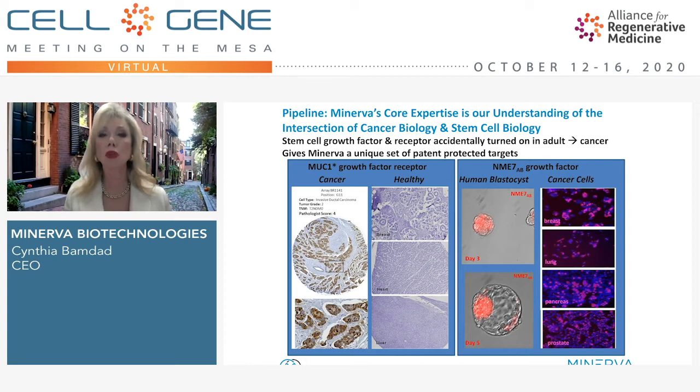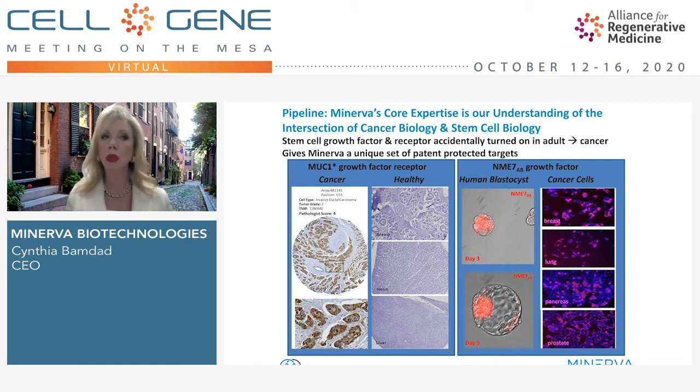And on the far right part of this slide, you can see that all these cultured cancer cell lines are expressing NME7AB, the secreted form. So that goes from breast to lung to pancreatic cancers to prostate cancers. They're all expressing the growth factor receptor MUC1 star and the oncoembryonic growth factor NME7AB.